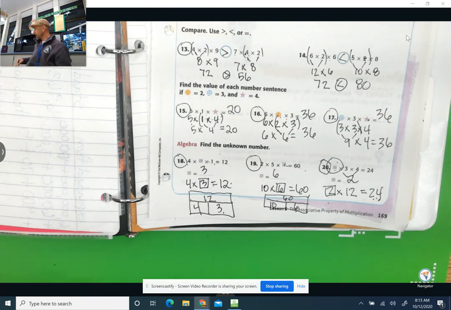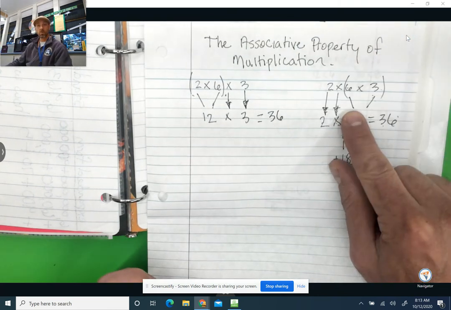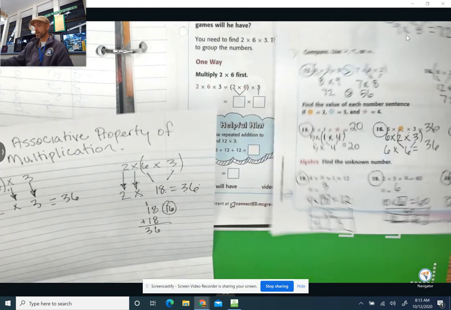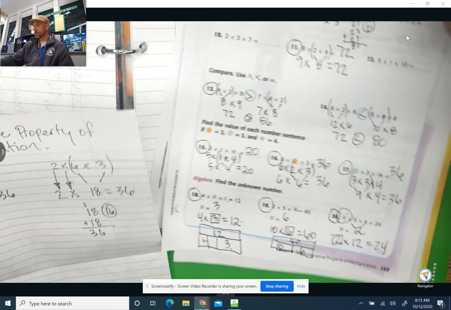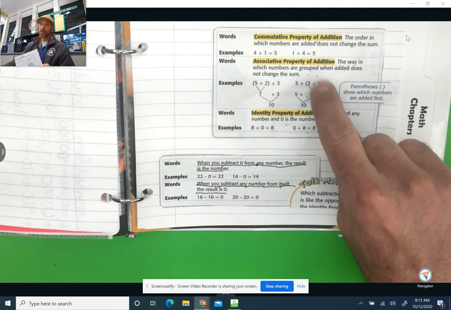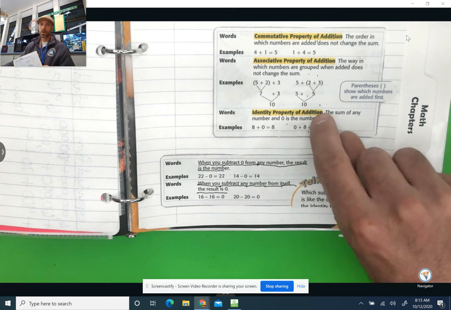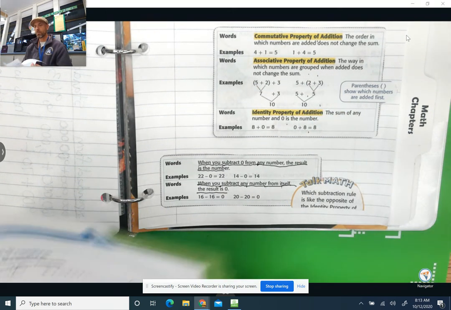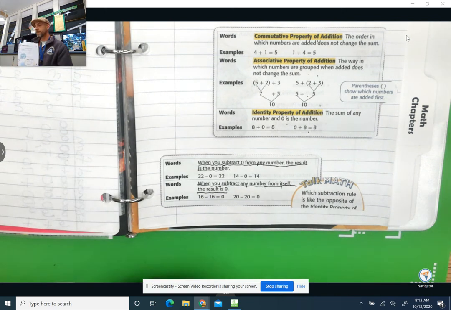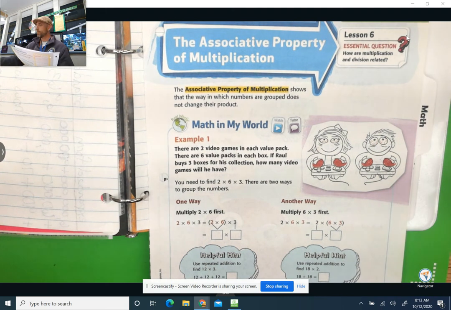Kiddos, the associative property of multiplication is very, very similar to the associative property of addition. Doesn't matter how you group the numbers, you're going to end up with the same answer. Okay? Just group the numbers in a way that makes your life a little easier. And that's it. All right, kiddos? The associative property of multiplication.